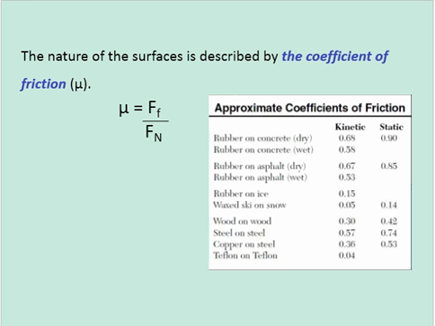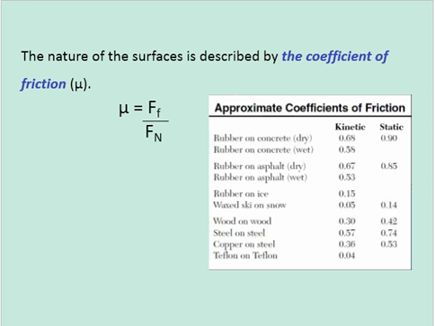And the coefficient of friction is calculated by taking the ratio of a frictional force exerted on an object divided by the normal force exerted on an object when two objects come in contact, and there is either motion over one or a tendency for motion over one. There are books and books and books of coefficients of friction for different types of surfaces when two different types of materials come into contact.